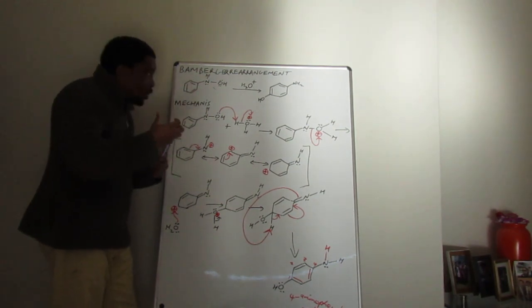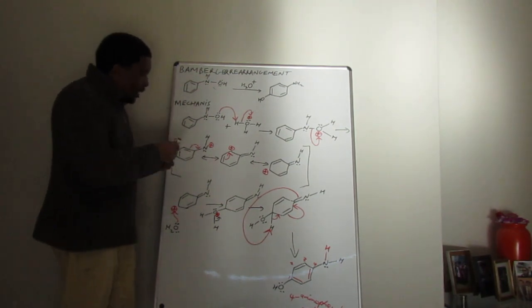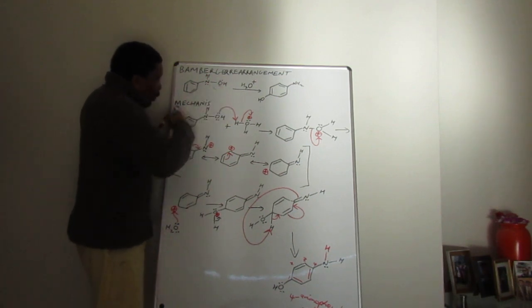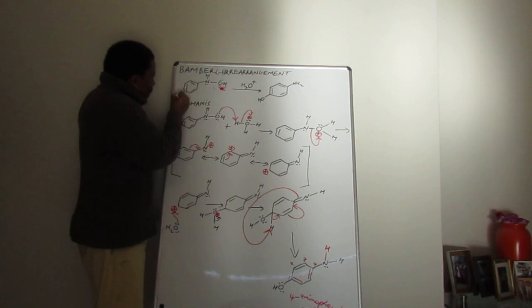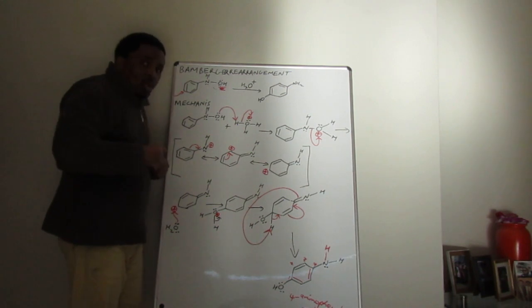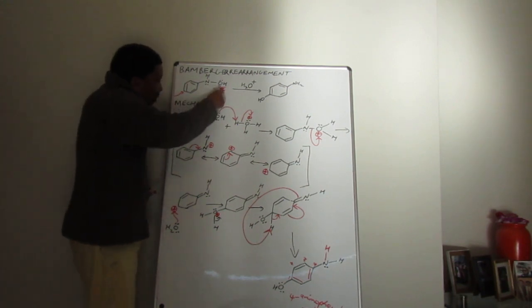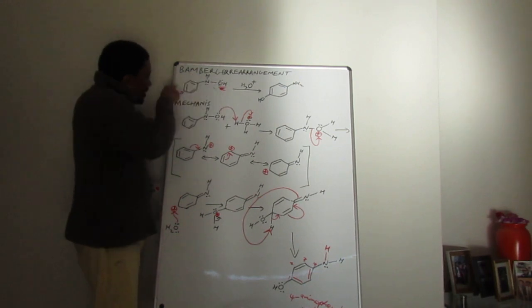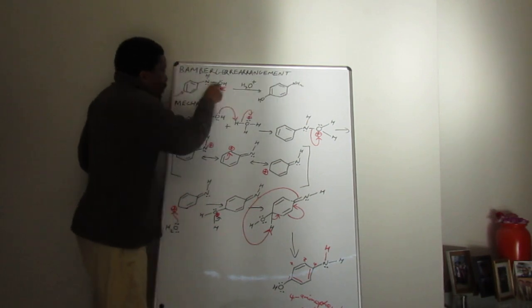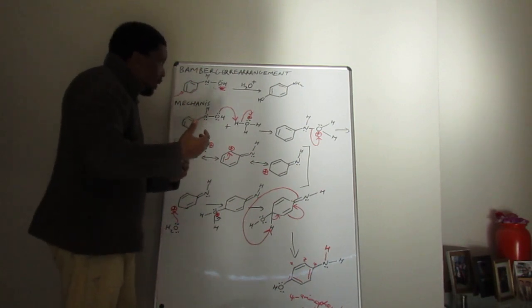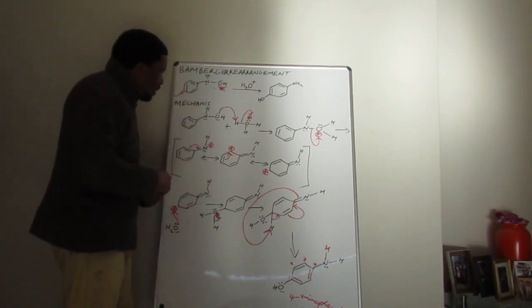In a nutshell, in a Bamberger reaction, you've got your OH group here, and on this carbon atom here you've got a hydrogen atom, a proton. So you are taking this OH group to come and substitute this proton that is here. The proton that is here, you are taking it to go and occupy the position that was occupied by your OH. That's what the Bamberger reaction is all about. But how does this reaction actually take place?